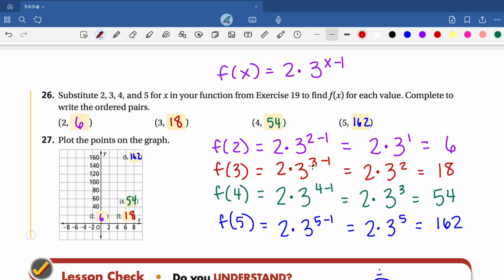f of 3 is equal to 2 times 3 to the power of 3 minus 1, which is equal to 2 times 3 squared, which is 18. f of 4 is going to be 2 times 3 to the power 4 minus 1, and that's going to equal 2 times 3 cubed, which is 54. f of 5 is going to equal 2 times 3 to the power 5 minus 1, and that's equal to 2 times 3 to the power 4, which is 162. And then once I plug in my inputs, these are my outputs, and I just plug that into the points and graph it. Okay? And so again, this is an example of an exponential function.